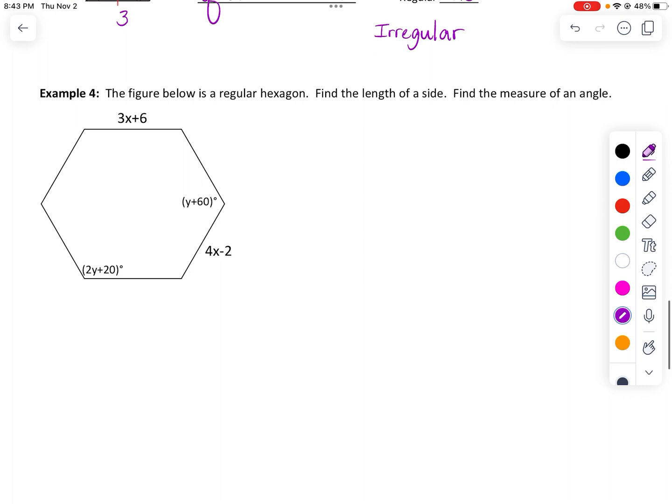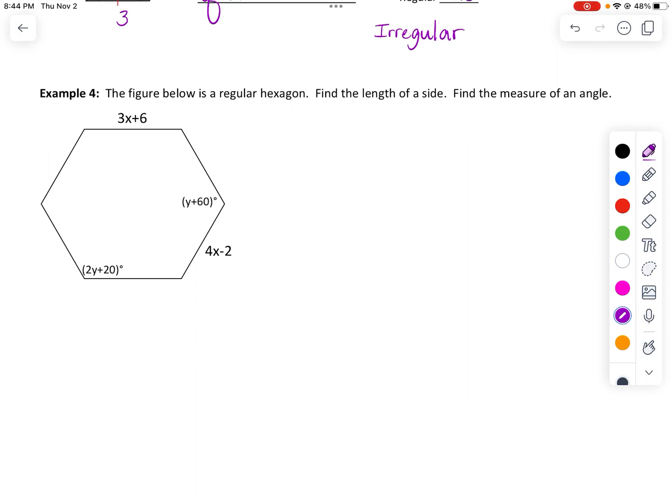All right, the final example on this page, we could do some algebra in this section. Once we know things are regular, then obviously a lot of stuff is equal. There are sides that are equal, there are angles that are equal. And so if I tell you you have a regular shape, you could set 2 sides equal, set 2 angles equal. And again, it'd be kind of like when we were doing equilateral, equiangular triangles. Pick any 2 sides to set equal, pick any 2 angles and set them equal, but please, please, please do not set a side equal to an angle. That does not make sense.